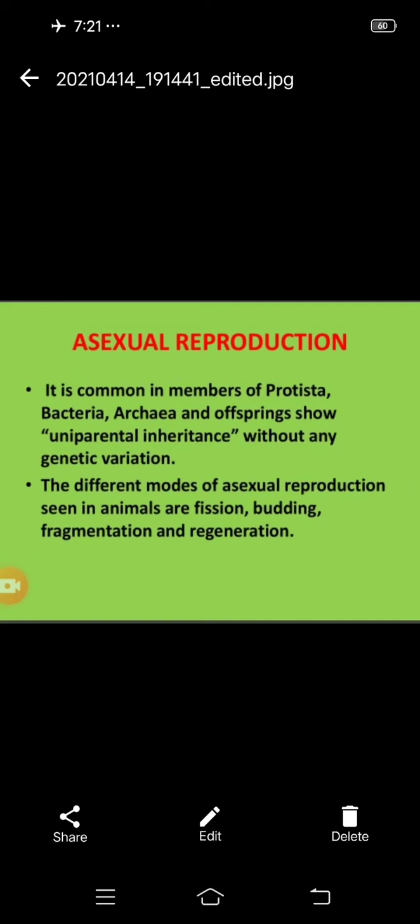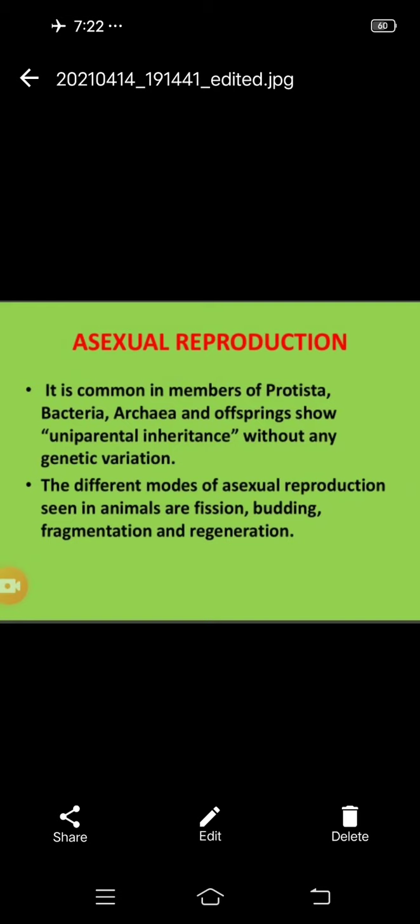Asexual reproduction is generally common in members of Protista, bacteria and archaea, and offspring show uniparental inheritance without any genetic variation, because only one parent is involved. No meiosis takes place, so genetic information is not exchanged. Without genetic variation, the reproduction is carried on. Protista அப்படின்னா தெரியும் இல்லையா, primitive organisms. Then bacteria, archaea எல்லாம் last year படிச்சிருக்கீங்க.